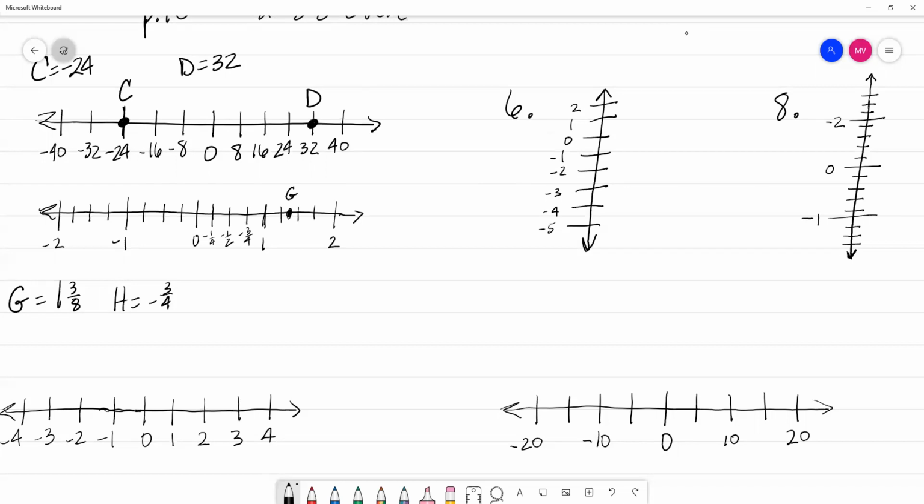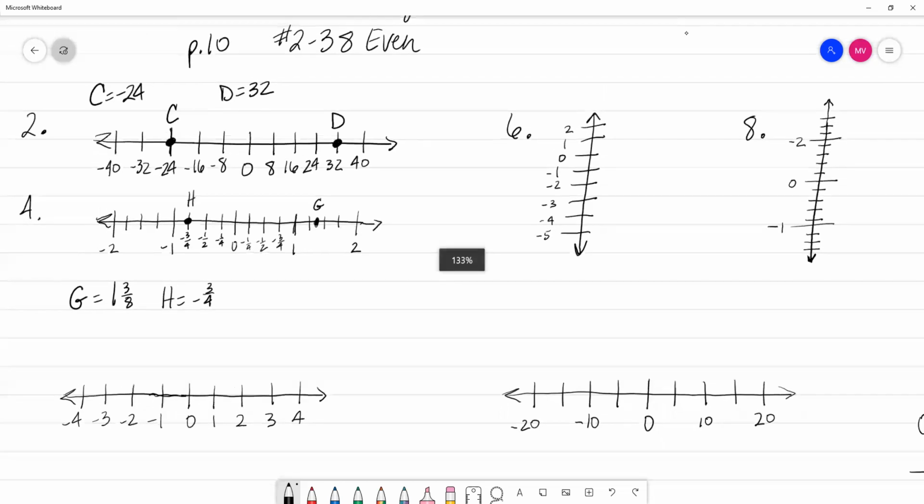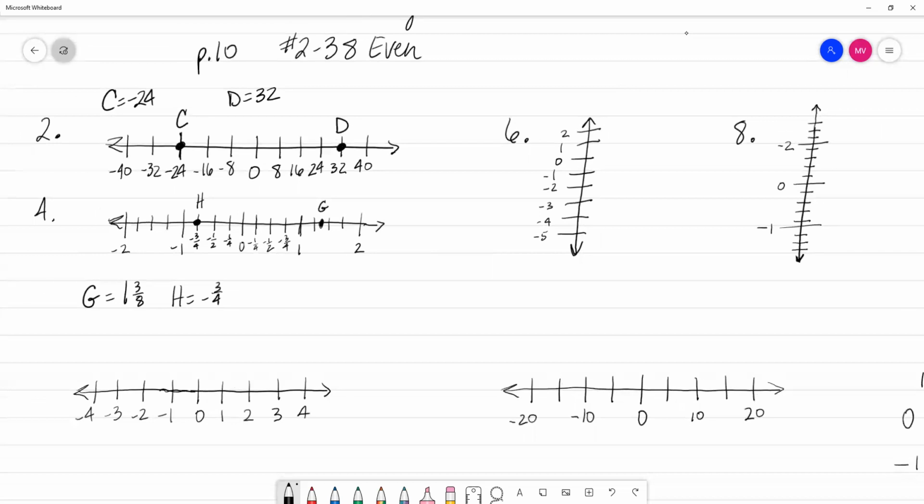Then when we look at H, negative 3/4, now I do have this in quarters, so you could label all of yours if you needed to. It's negative 1/2, negative 3/4. This one's going to land right on a line segment. Negative 3/4 is slightly larger than negative 1, so it's closer to 0 than negative 1. We put our point there, and then we graph it. All right, so there's 2 and 4.